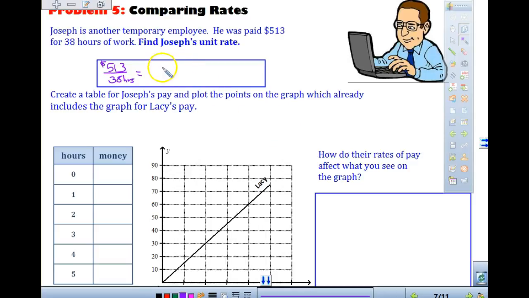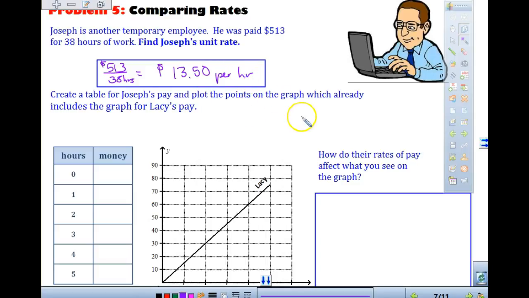Once we did that, how much would you say, Nikita, he's getting paid per hour? So 513 divided by 38. Not 30, 38. Should have been more, or should have been less than. $13.50. Okay? So $13.50 we're going to put per hour.